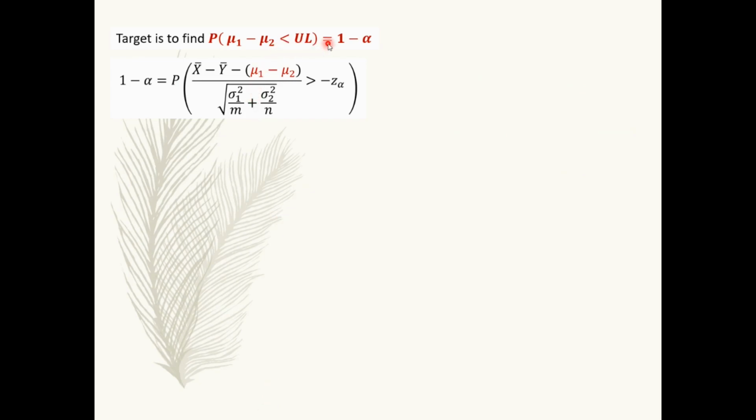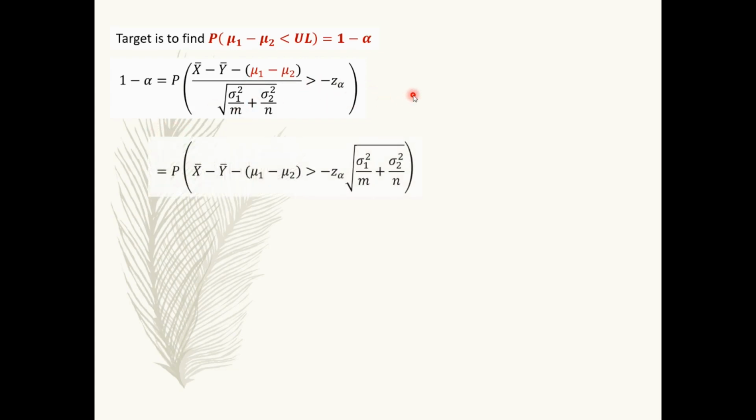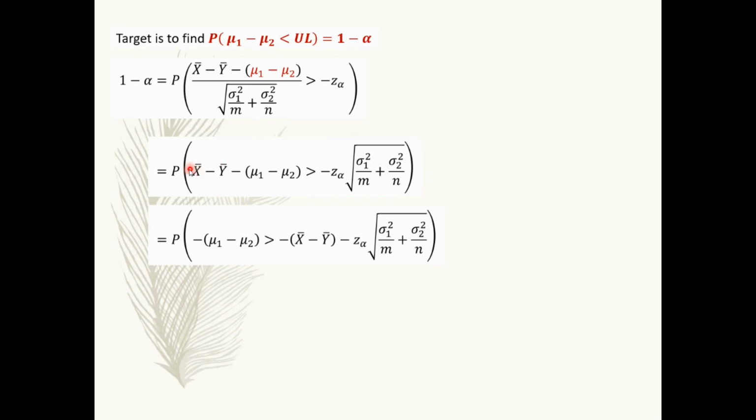So keep your target in mind. I rewrote it the other way around, putting 1 minus alpha on the left instead of on the right, so that I don't have to keep on writing it and can just keep on saying equals to equals to. So in the next line, I just go equal to, continuing from here. I multiplied both sides by the denominator, so it came here. And then I subtracted x bar minus y bar from both sides.